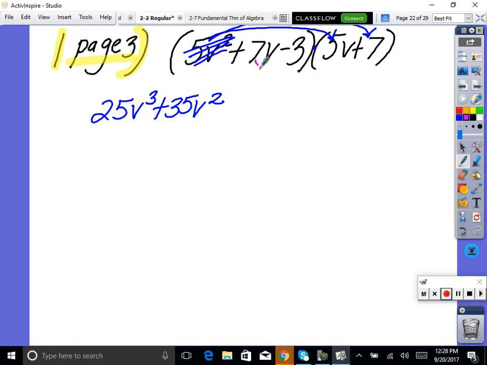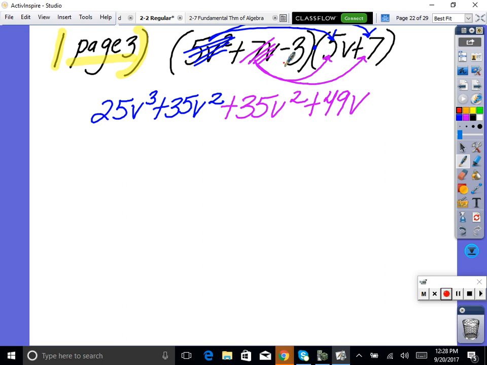I'm going to change colors. 7b times +5b. Very good. And +7b times +7. And now I'm going to cross that out because I've taken care of that. Changing colors. -3 times 5b. Yep, minus 15b. And then minus 21. Now let's combine like terms.